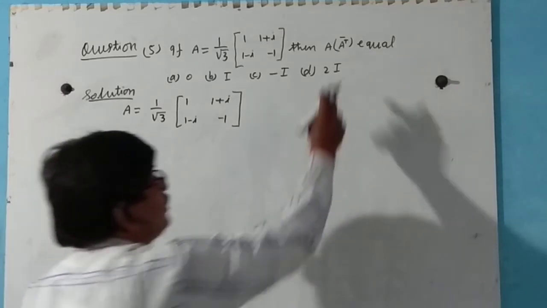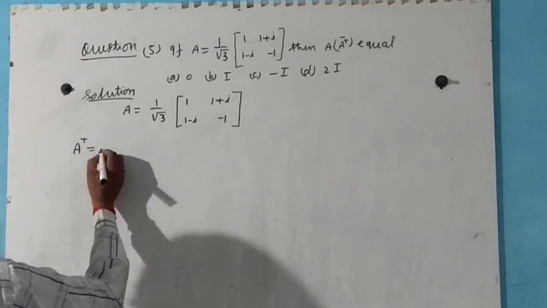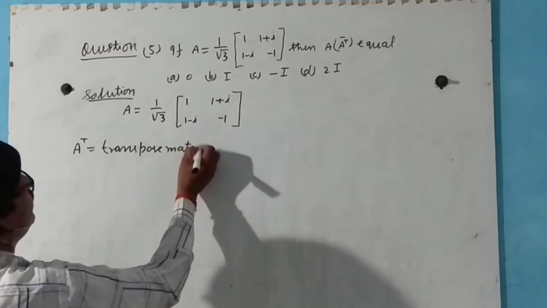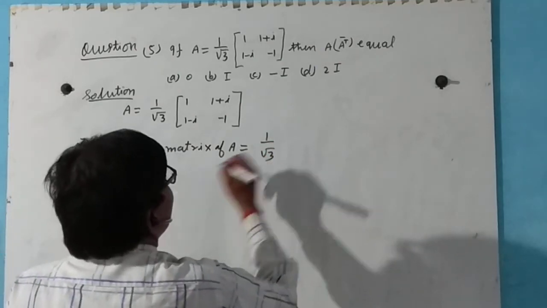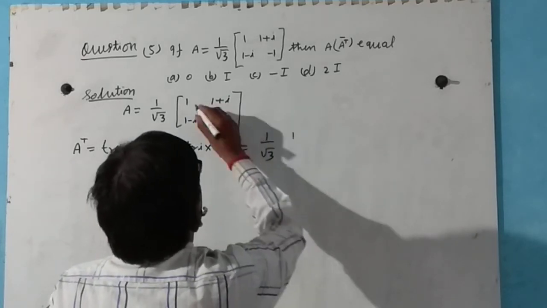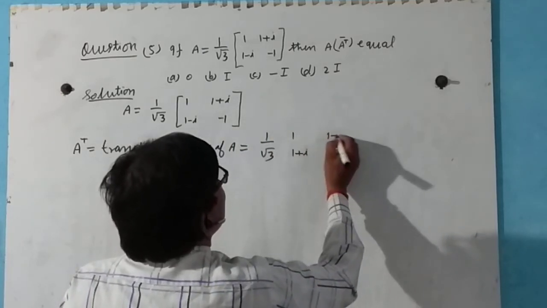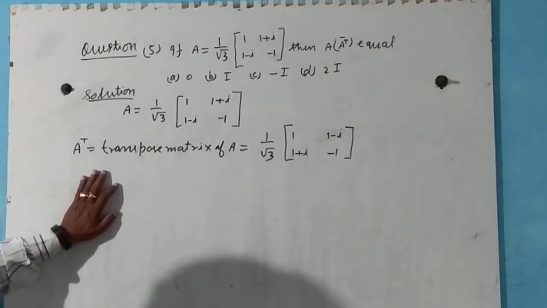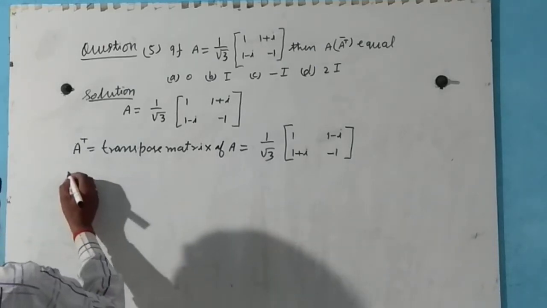Now the transpose of A, the transpose matrix of A, this is equal to 1 by root 3, and we convert rows into columns: 1, 1 plus I and 1 minus I and minus 1. Now the conjugate of transpose of A.